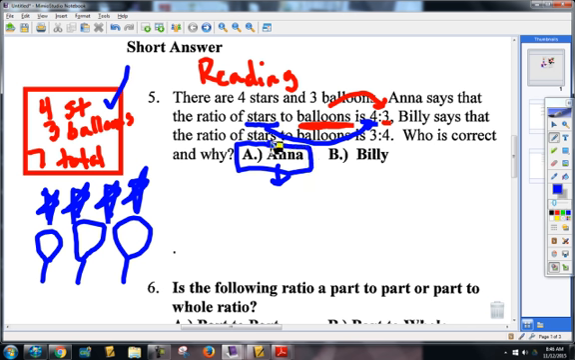Right? Billy is saying it backwards. Right? Billy says that the ratio of stars to balloons is 3 to 4. So he's saying there are 3 stars and 4 balloons. So that's why that would be wrong.